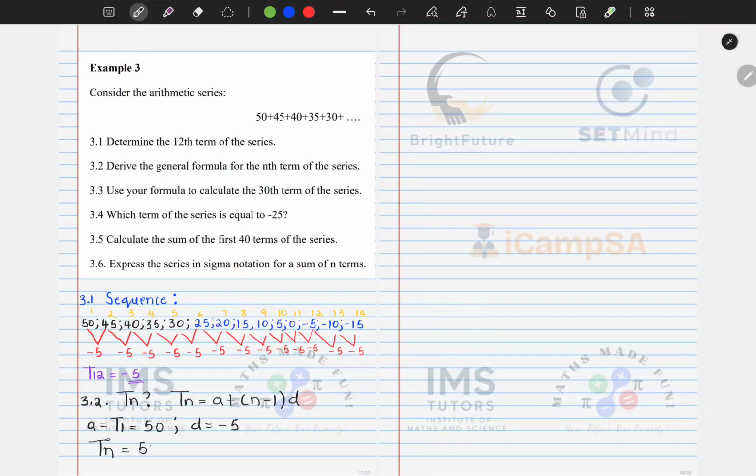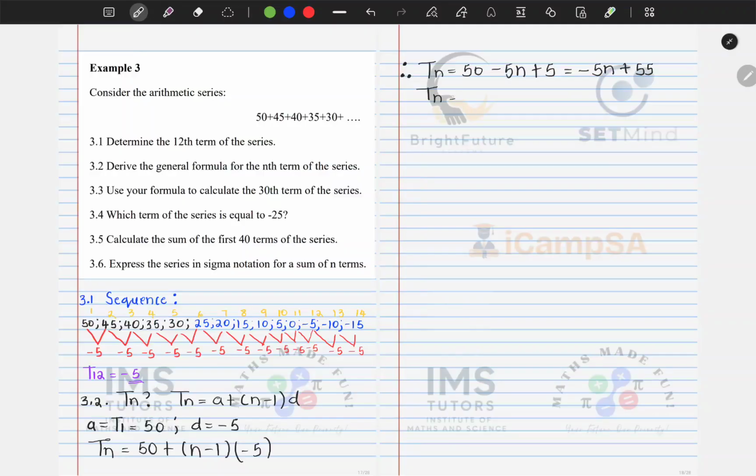Okay, so let's go ahead and put in our Tn. Our Tn will be 50 plus n minus 1 times d, of which d is negative 5. If you observe carefully, you will see that Tn will be 50 minus 5n and then plus 5. So if you simplify, you'll see that we'll have negative 5n plus 55.